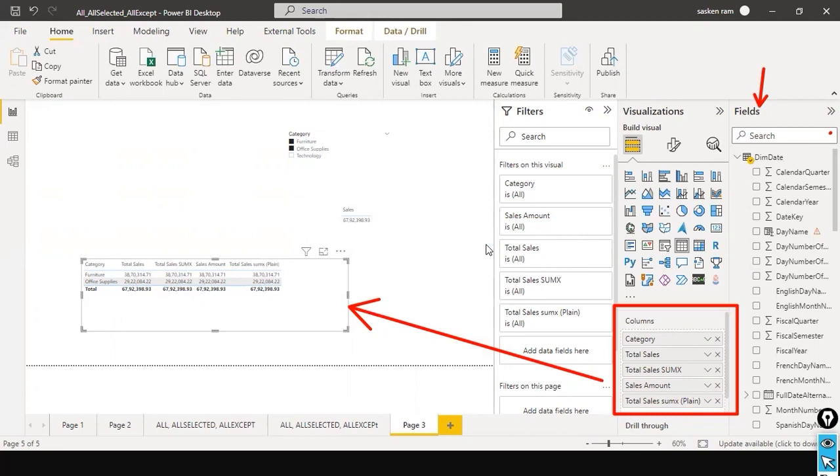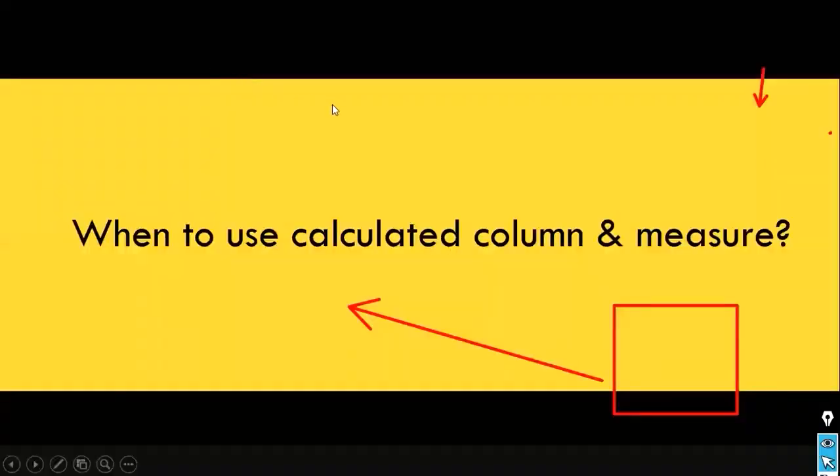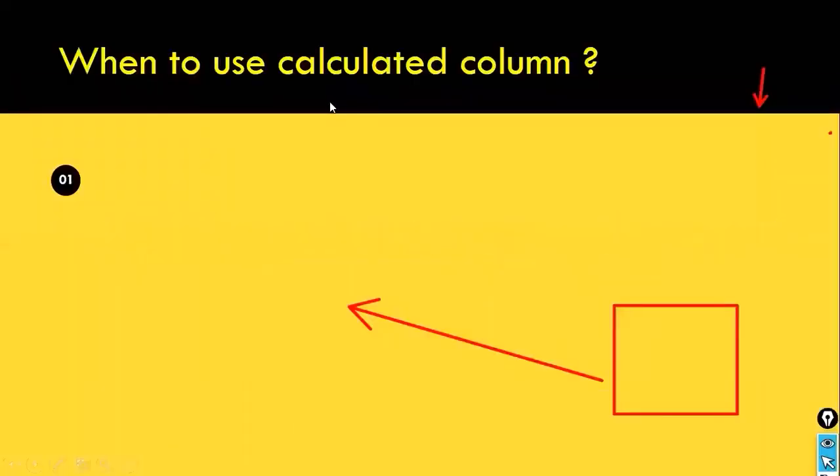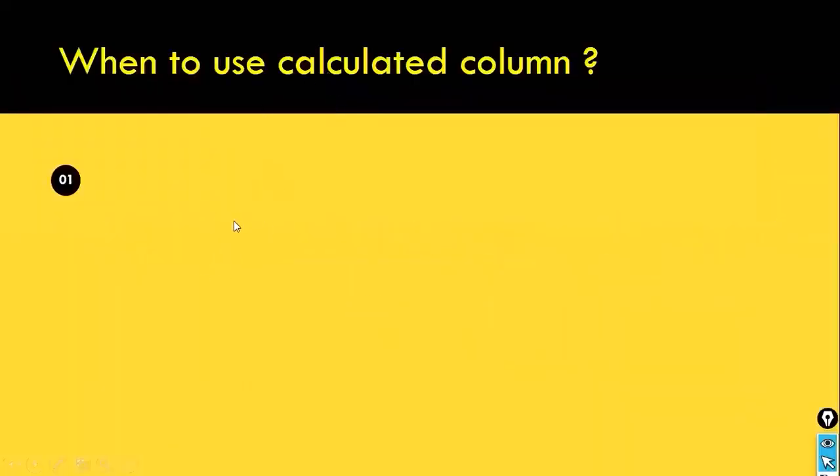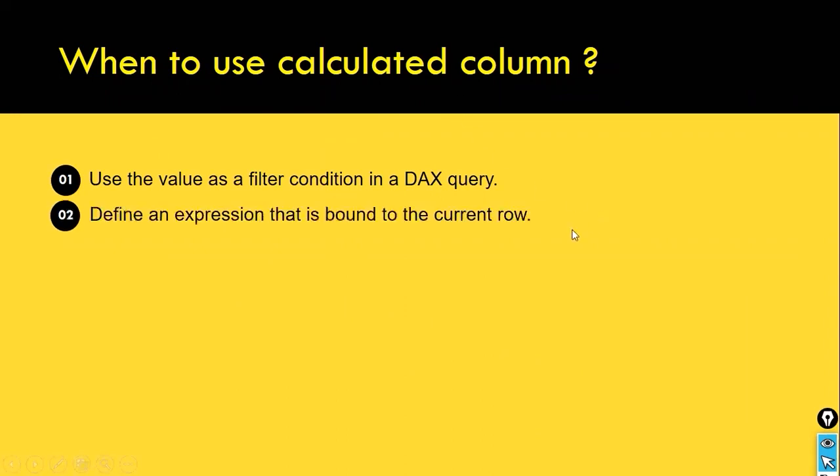Okay, the next question is, in that case, scenario one is fine. What about the other scenarios? Let's say you are using a column in your filter condition, especially in a DAX query. In that kind of situation, obviously you need to have the calculated column. And if you want to define an experience that is bound to the current row, then for row by row calculation, you have to use a calculated column.